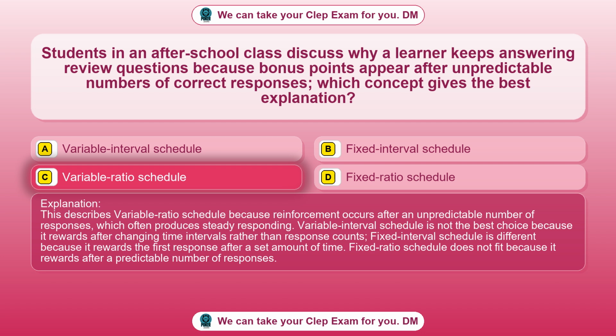This describes variable ratio schedule because reinforcement occurs after an unpredictable number of responses, which often produces steady responding. Variable interval schedule is not the best choice because it rewards after changing time intervals rather than response counts. Fixed interval schedule is different because it rewards the first response after a set amount of time. Fixed ratio schedule does not fit because it rewards after a predictable number of responses.